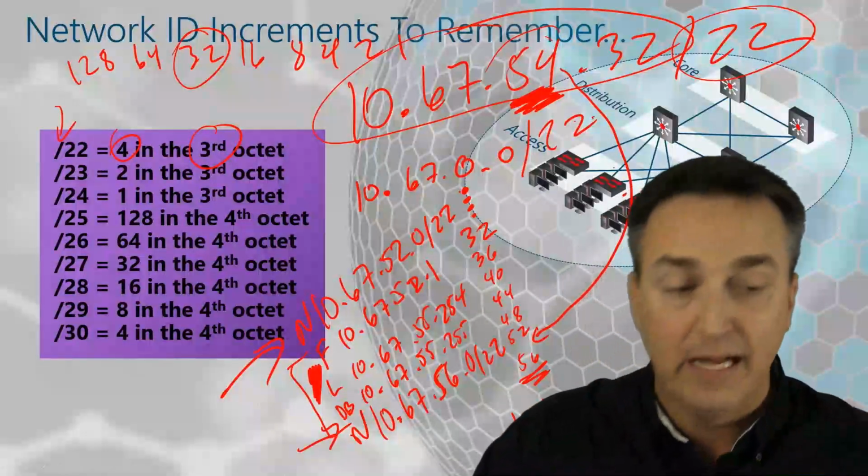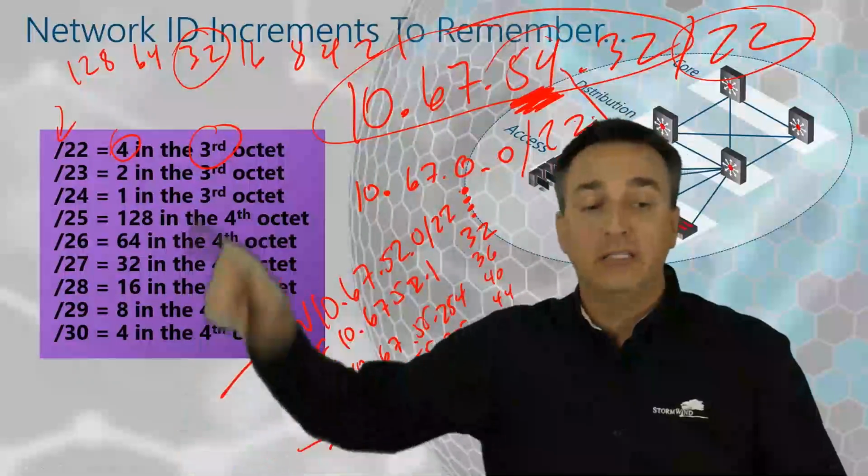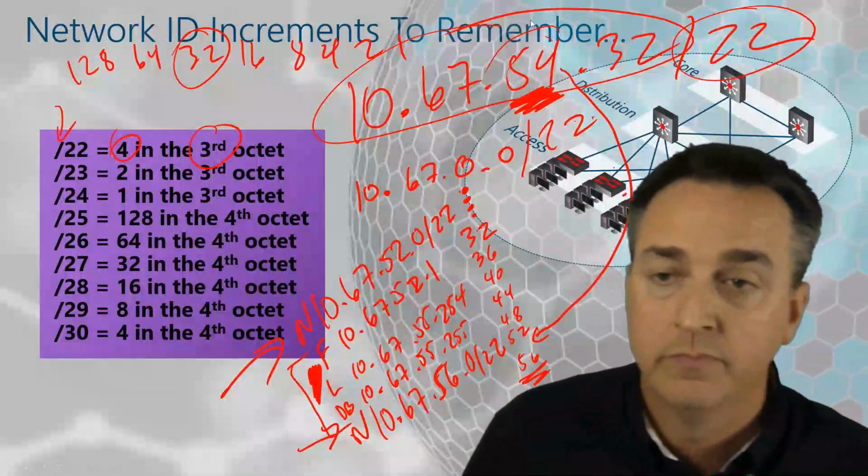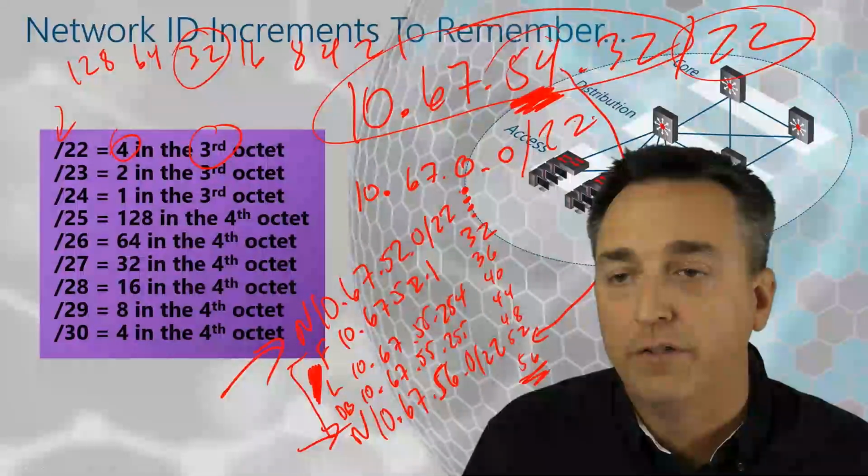And there's a directed broadcast address. But it all starts with you knowing this. If you don't know this, you can't figure out the network IDs. And so that's a good skill to have for the certification exam.